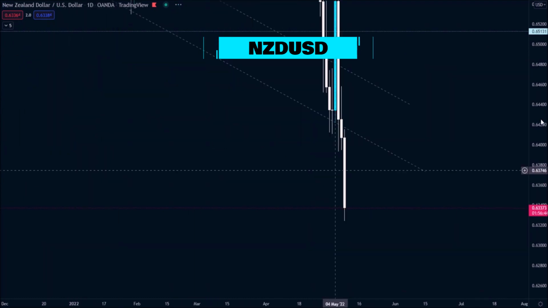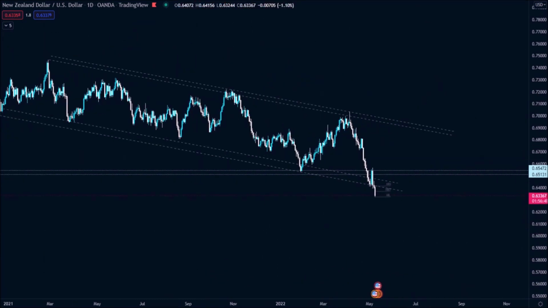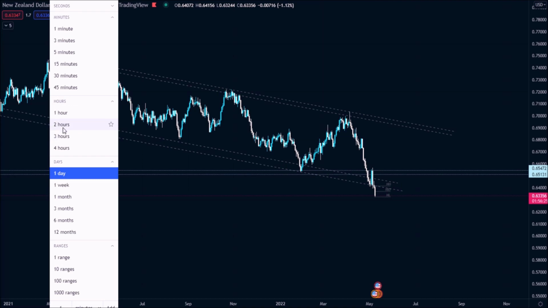We'll go out to the daily. We were trading inside this channel. Resistance, resistance, resistance. We have support over here, support, support, support. We have closed below that, retest from the underside, and that is the area where we'll be looking for some selling opportunities. So let's go down into the 2 hour time frame.